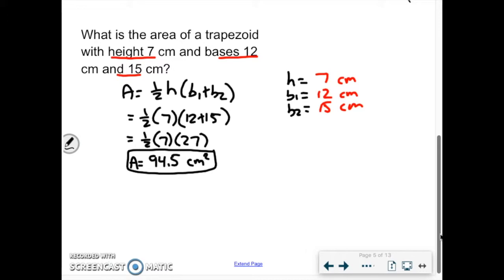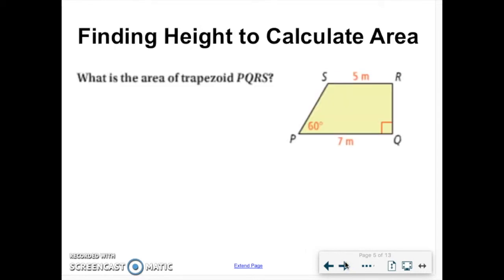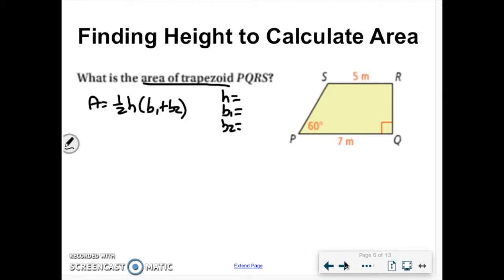Sometimes you do not know all 3 of those things, and we'll show you one example of that right now. In this trapezoid, we know we're finding the area of a trapezoid, so we know that this is the formula we need: 1/2 the height, the bases added together. If you make your little list here, they did not give us all 3 things in the picture. So this one's kind of a challenging problem right away. We have 7 and 5 that were given to us. Those are going to be our bases.